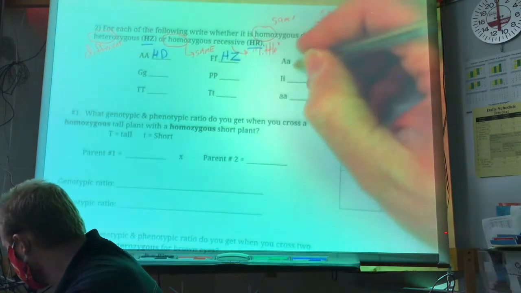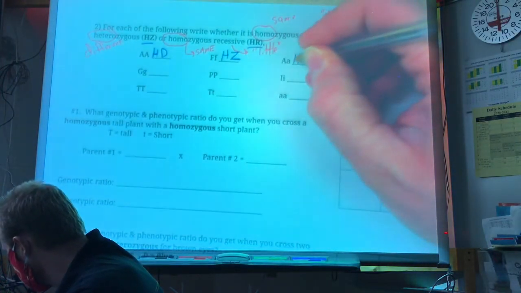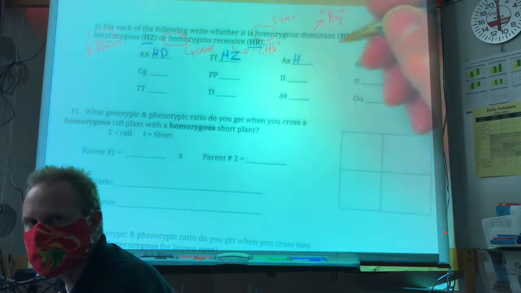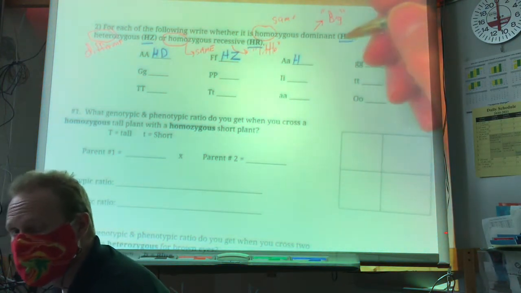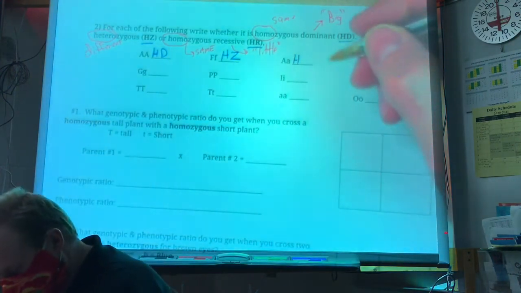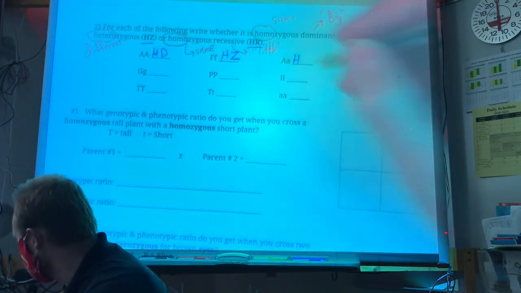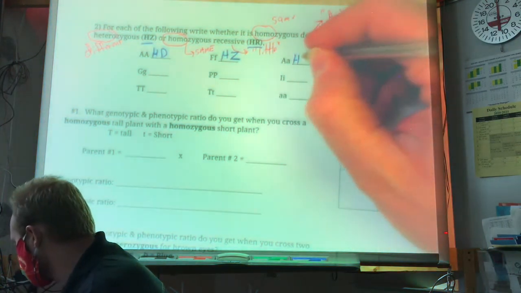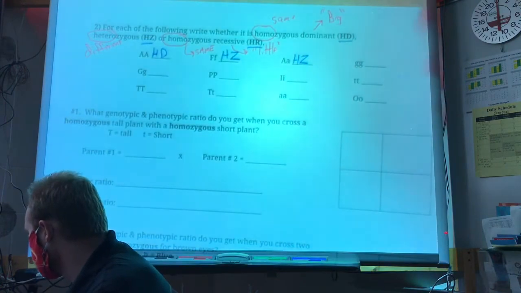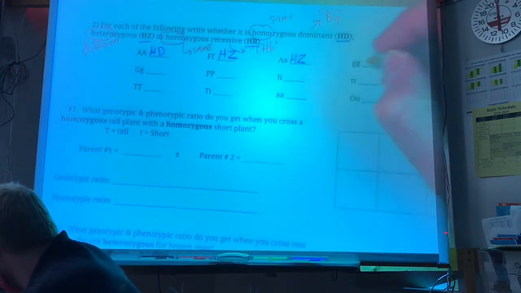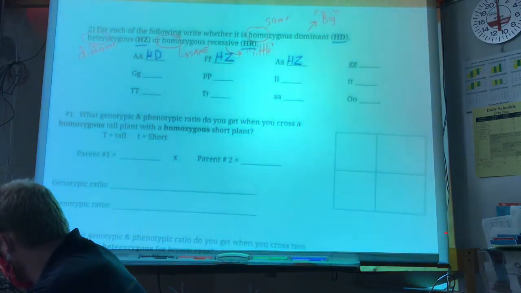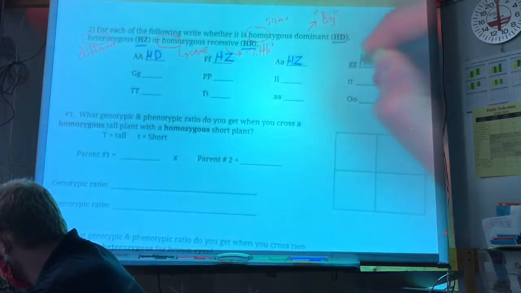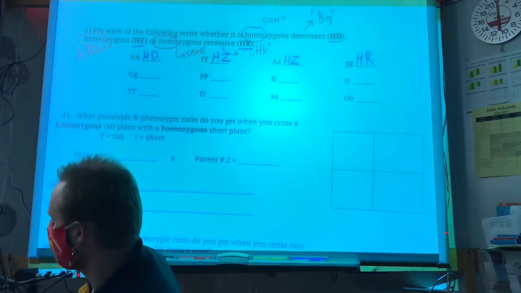Big A, little a. Is that homozygous or heterozygous? Let's start there. Are they same or different? Different. Therefore, is that homozygous or heterozygous? Heterozygous. Little g, same or different? Same. And is that bigs or littles? Little. Therefore, is that dominant or recessive? Recessive. So that's going to be HR. Why don't you try the next 8?